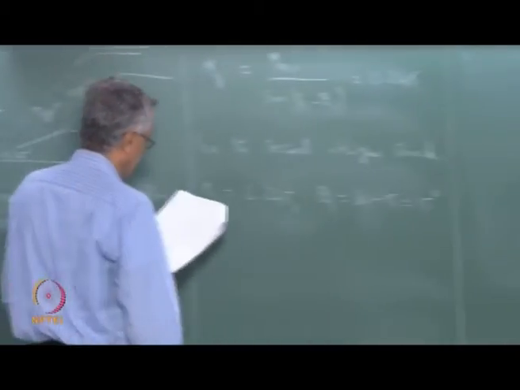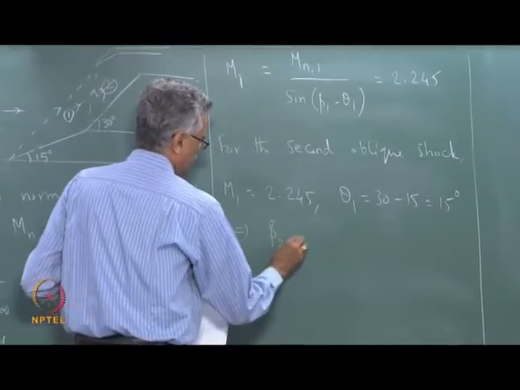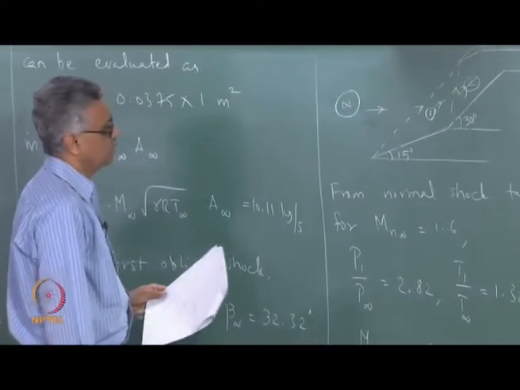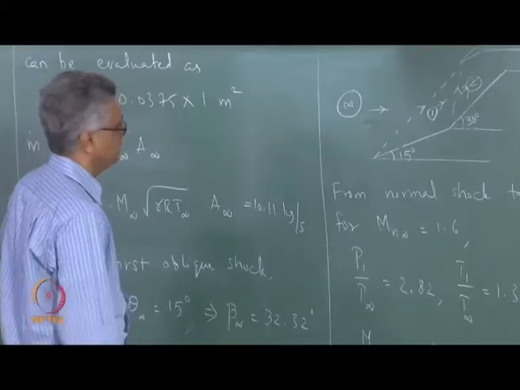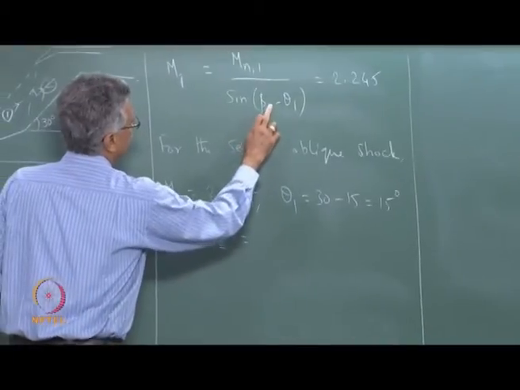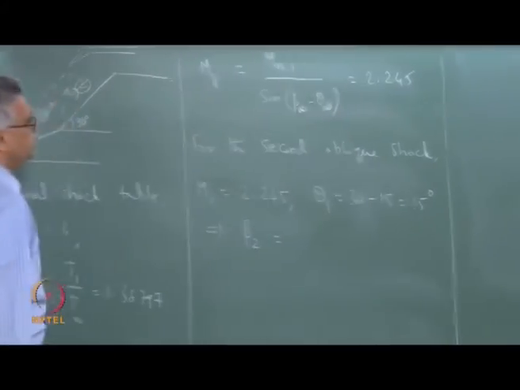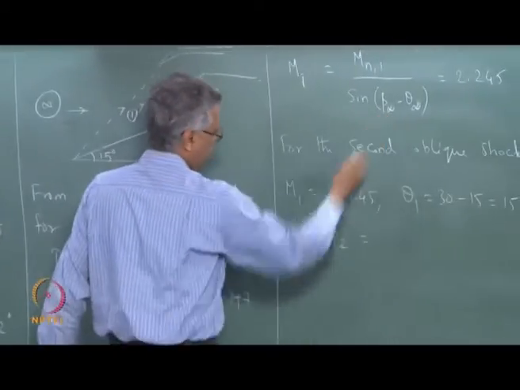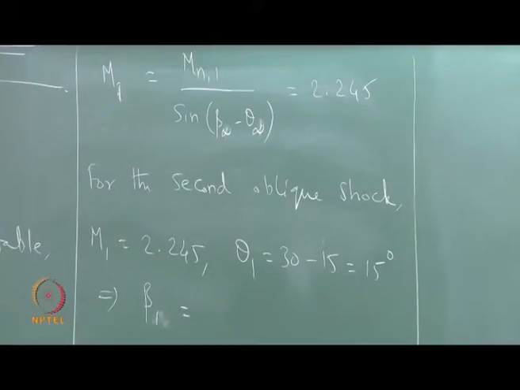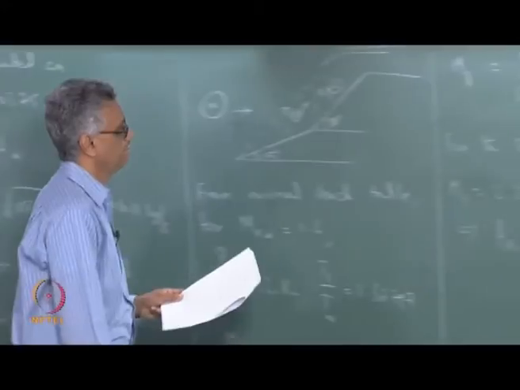So, we know these values. So, from the theta-beta-M relationship, I can get beta 2 for this shock wave. We have already had beta 1. Oh, we have already had theta 1 also, right, or theta infinity and theta 1. We have beta infinity. So, that means this angle is going to be, I am sorry, this is beta infinity minus theta infinity, right? This is beta infinity minus theta infinity. Please change that. So, now we have beta 1. So, beta 1 comes out to be 40 degrees.